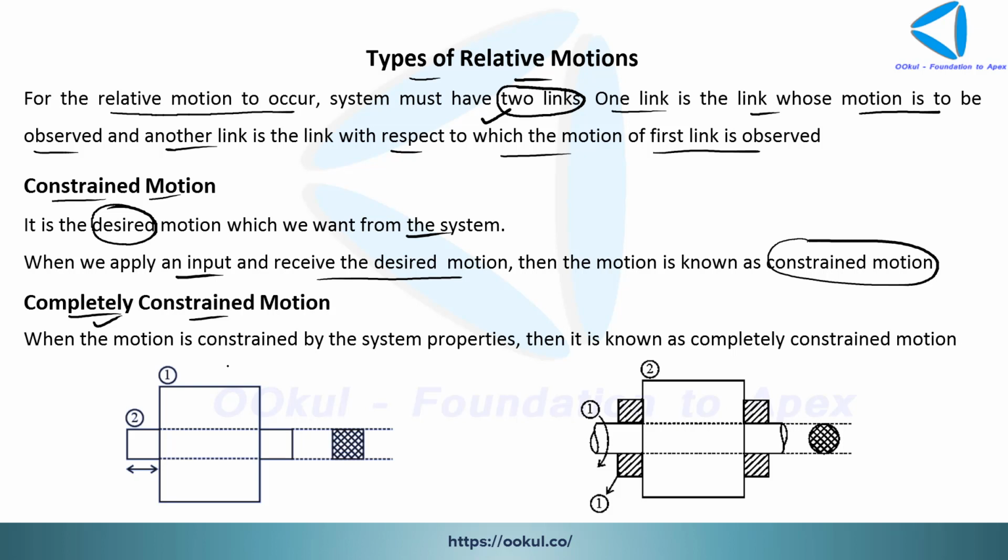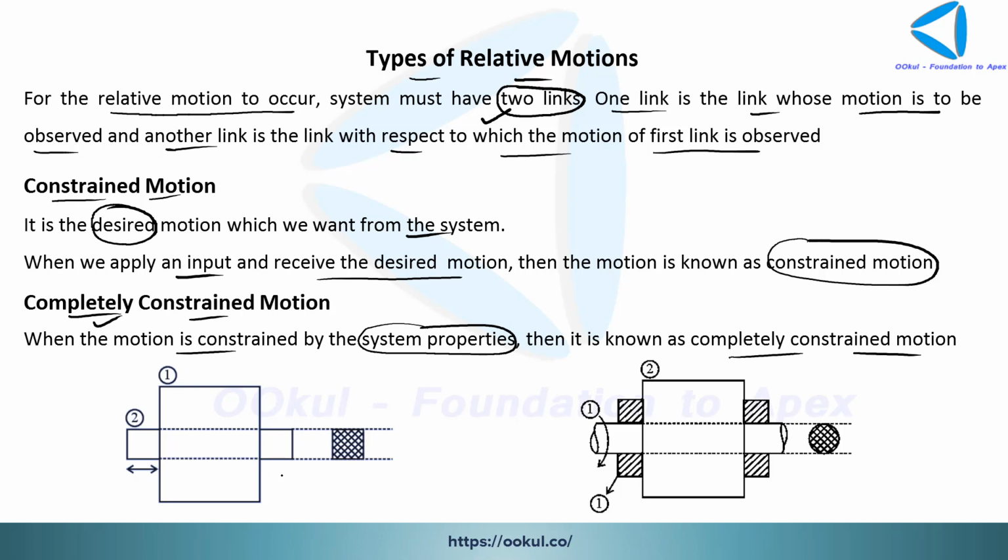That we have understood. Now let us see what are the ways through which any motion can be made a constrained motion. Okay, so first is your completely constrained motion. When the motion is constrained by the system properties, then it is known as completely constrained motion. Okay, see the example.